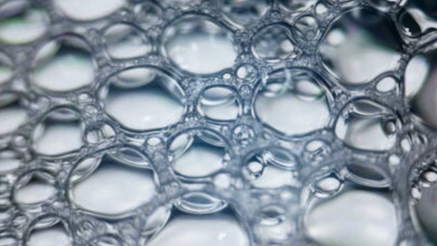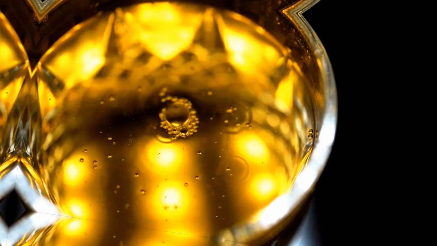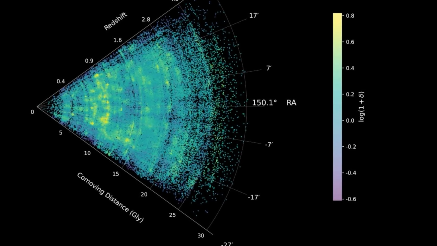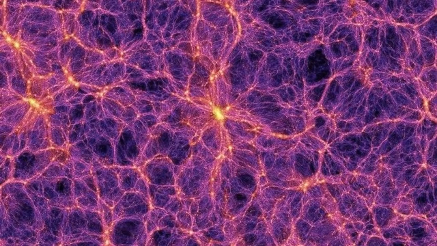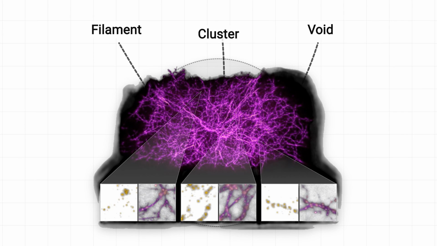Picture a soap bubble foam. The walls of the bubbles are filaments. The intersections where bubbles meet are clusters, and the empty insides are voids. Galaxies live on the bubble walls, not in the empty middles. This structure isn't just an aesthetic. It's the framework that decides where galaxies grow and how fast.